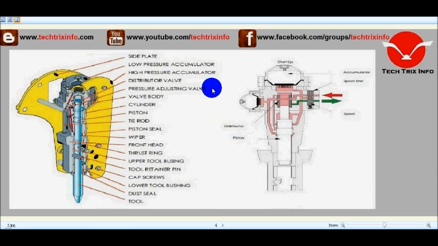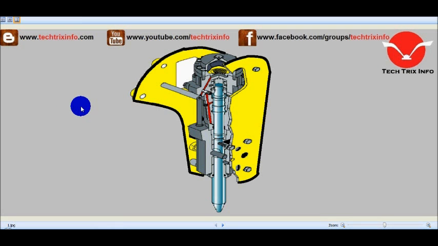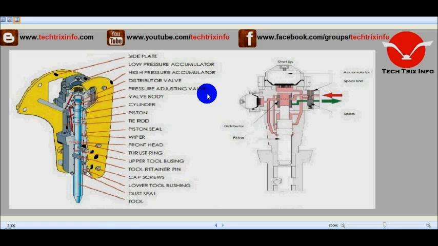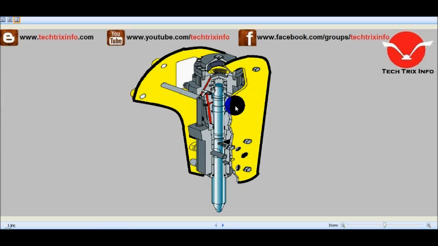Then we have the pressure adjusting valve. So the pressure adjusting valve is over here. So this one is the pressure adjusting valve. Here you can see this is the pressure adjusting valve over there. Then the valve body is located over here.